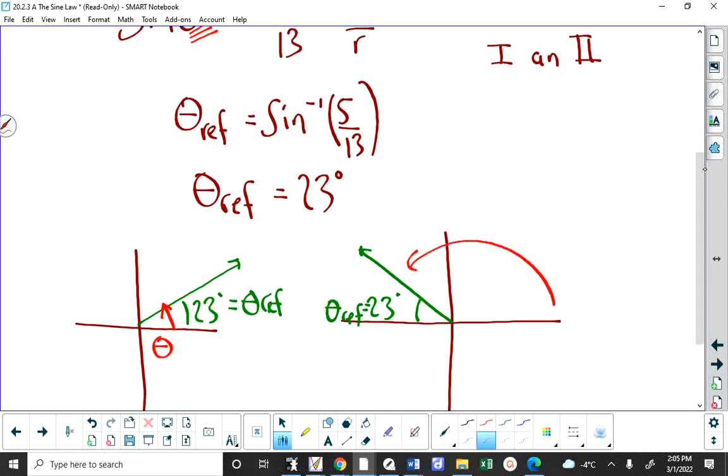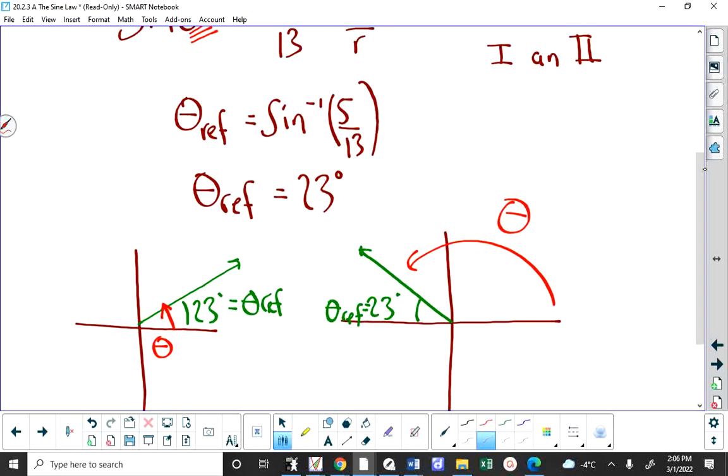Then what is the rotation angle? And then once you find those out, you're done. I know this should be very basic, but it's been a few days. If you have a terminal arm in quadrant 1, whatever the reference angle is, that's the rotation angle. You can see they're identical.